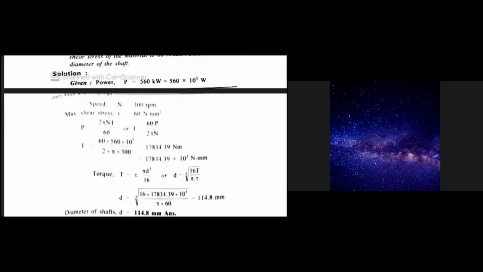So you will get the T value in terms of Newton meter, and convert the T value in terms of Newton mm by multiplying by 1000. So you will get 17834.39 Newton meter into 10 cube, you will get in terms of Newton mm.